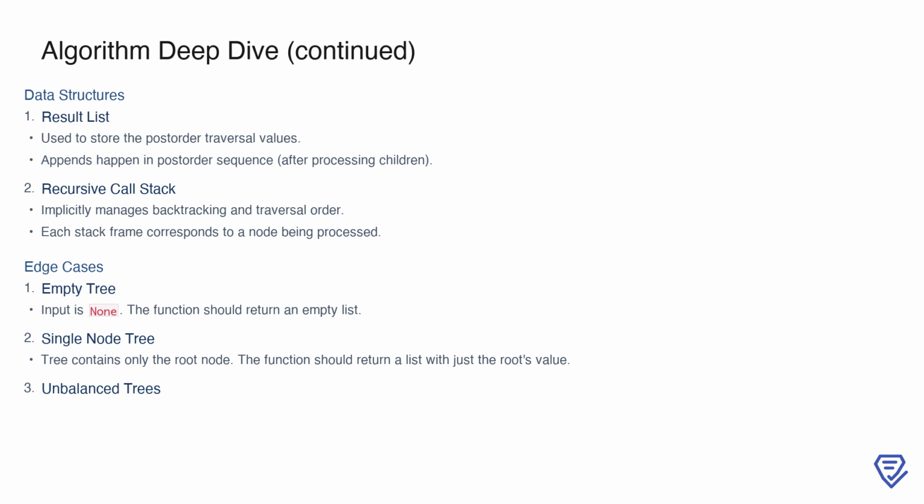If the input tree is empty, meaning the root is none, the function should return an empty list immediately. For a tree with just a single node, the result should be a list containing only that node's value. Finally, in the case of unbalanced trees, such as a tree where all children are on one side, the algorithm still handles this naturally by recursively processing each subtree in the correct order.